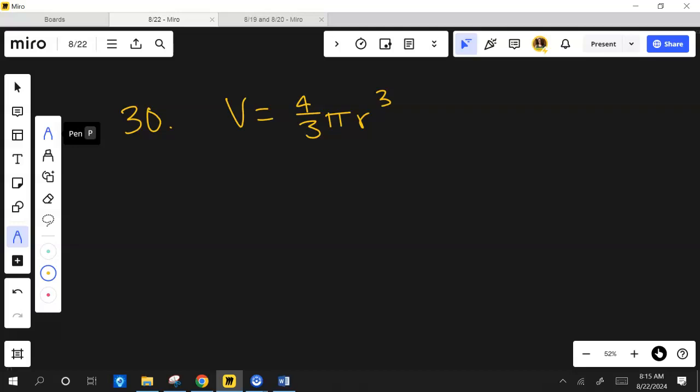All right, so it says, what's the rate of change of the volume of a sphere with respect to the radius when the radius is 2? So that's an instantaneous thing, right? When r equals 2.